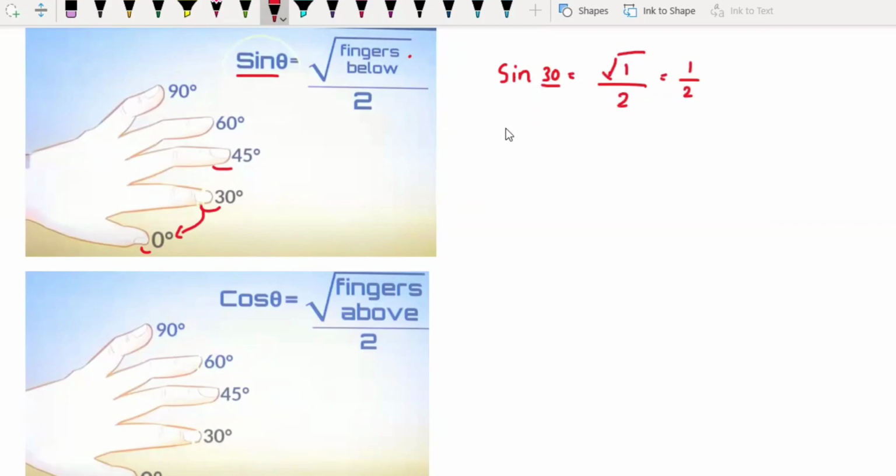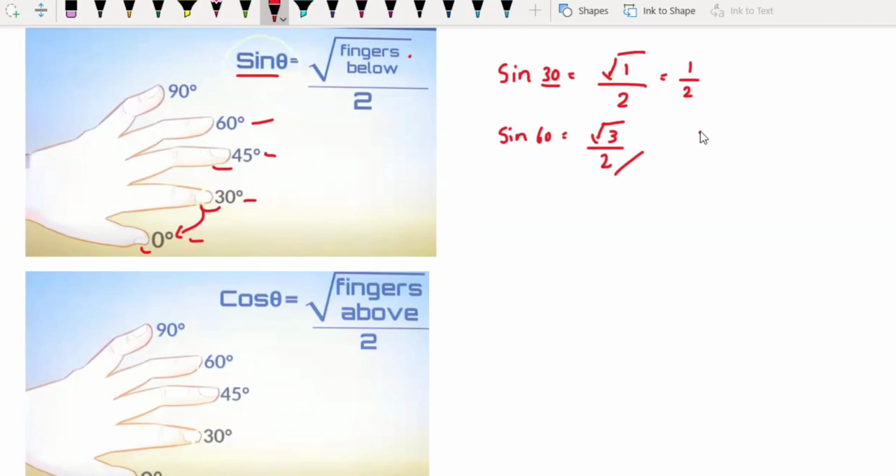Let us go with one more, sine 60 degree. The method remains the same. As you can see, the ring finger value is 60 degree. Below that ring finger, how many fingers are there? 1, 2, 3. So what should we write inside the root? Root 3. Why 3? Because below 60 degree, there are 3 fingers. So root 3 divided by 2. We cannot do any cancellation. That is the value for sine 60 degree.